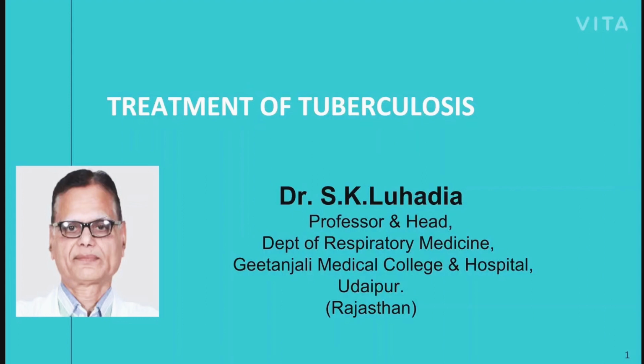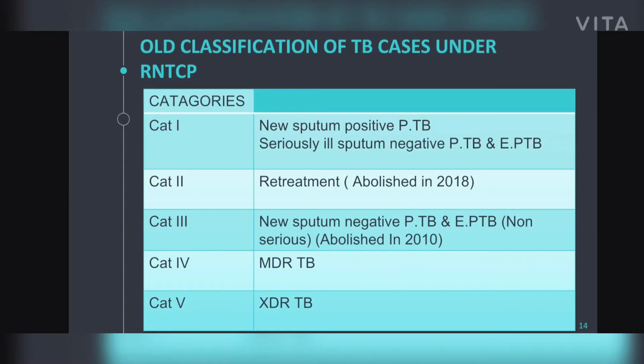Before you prescribe any regime, try to classify your case. In older times, in the Revised National Tuberculosis Control Program, the cases were divided into 5 categories. Initially 3 categories, later on 4 and 5 were added. When the program started, there were 3 categories. Later on, 4 and 5 were added for drug-resistant cases.